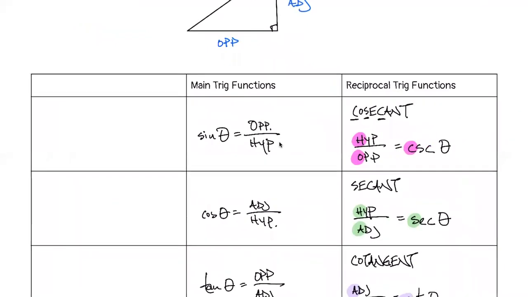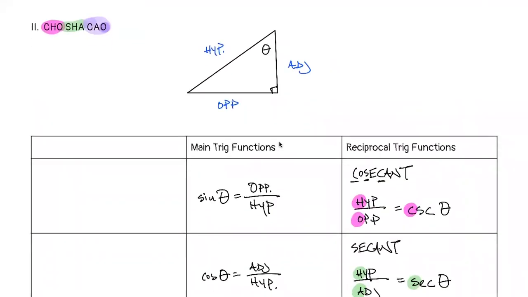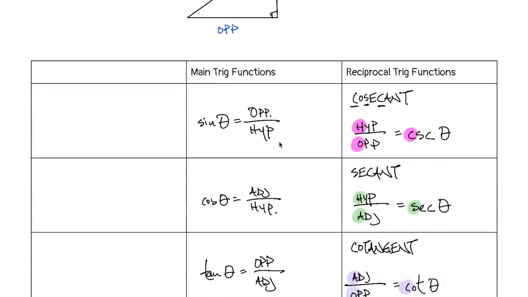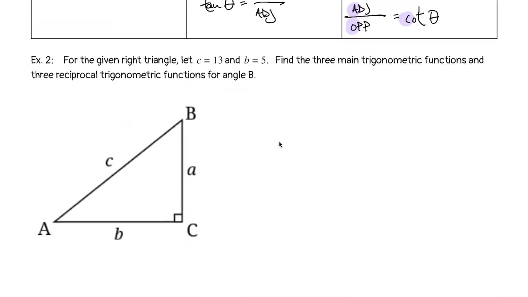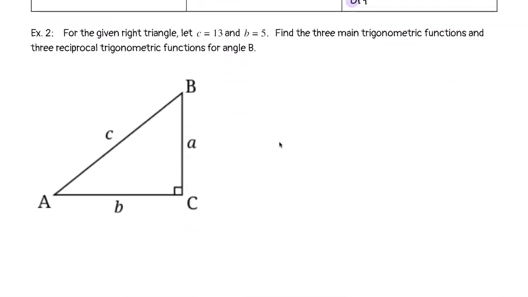Okay, so like I said, we have the three main trig functions, and then we have our reciprocal trig functions. And then there's one last column that we're going to figure out at some point in the next few weeks, okay? But just to familiarize ourselves with the vocabulary, let's take a look at a right triangle, and this time our directions are to define the three main trig functions and three reciprocal trig functions for angle B, okay?